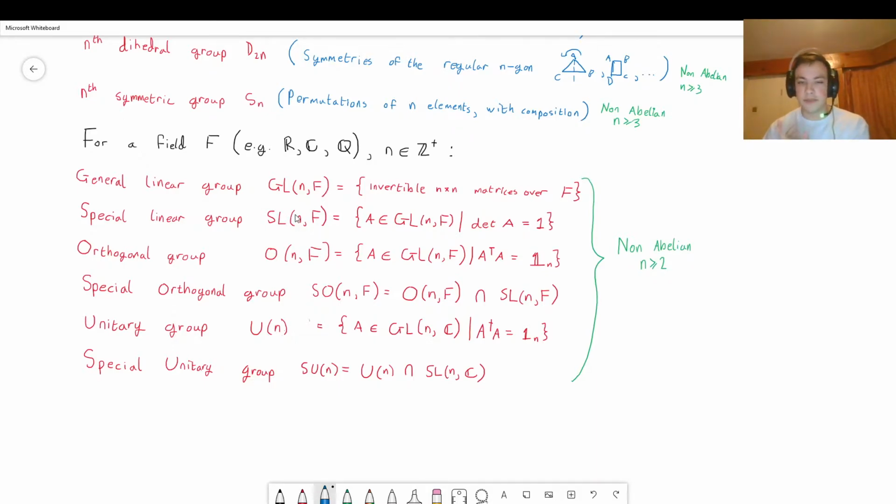So the special linear group is those elements which have determinant 1, the orthogonal group is those elements whose transpose is their inverse, and the special orthogonal group is those elements which are orthogonal and special linear, so elements that satisfy this condition but also have a determinant of 1. And if we have the complex numbers, we have the conjugate transpose A dagger as the inverse, that's the unitary group. And then the special unitary group is the unitary group intersected with the special linear group. And again, this is non-abelian for n greater than or equal to 2. Okay.